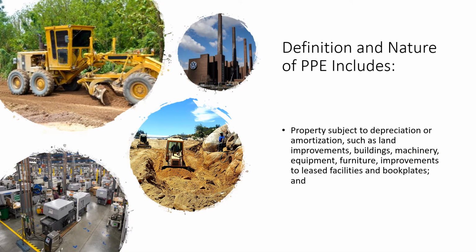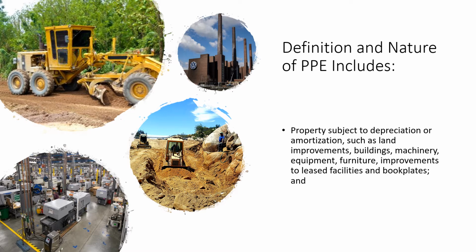Also, the definition of property, plant, and equipment includes property subject to depreciation, which I told you from the previous slides. Most of the assets included in the classification property, plant, and equipment are subject to depreciation or amortization. But the term depreciation is used for PPE or tangible assets, while amortization is used for financial assets, for example, receivables or financial liabilities.